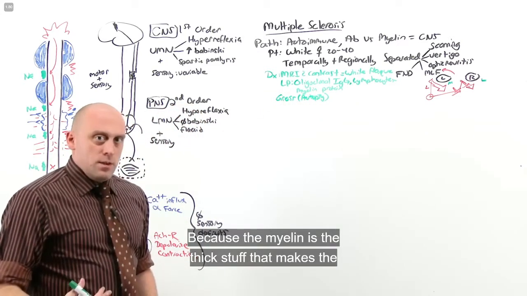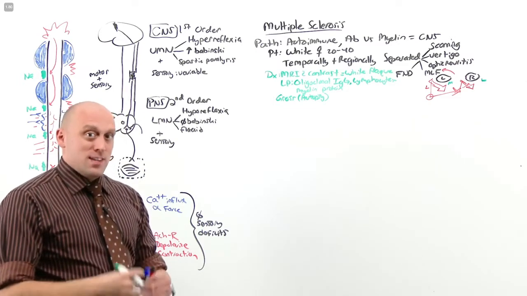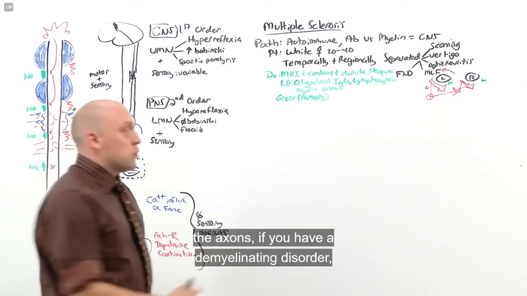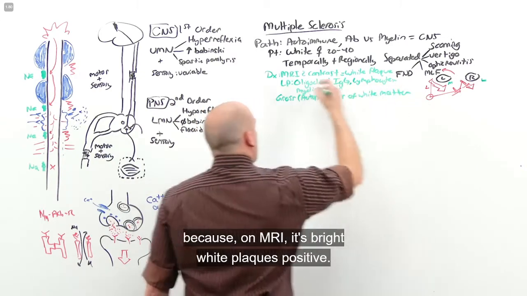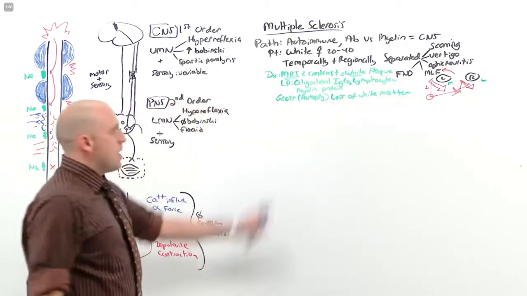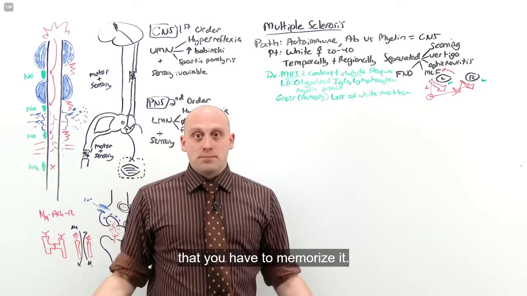And if they give you a picture of an autopsy, that is a gross section, because the myelin is the thick stuff that makes the white stuff. White matter is myelin, the axons. If you have a demyelinating disorder, you have the loss of white matter. This confuses students because on MRI, it's bright white plaques positive. On autopsy section, it's loss of white matter. Not a good way that I have for you to memorize it, except that you have to memorize it.